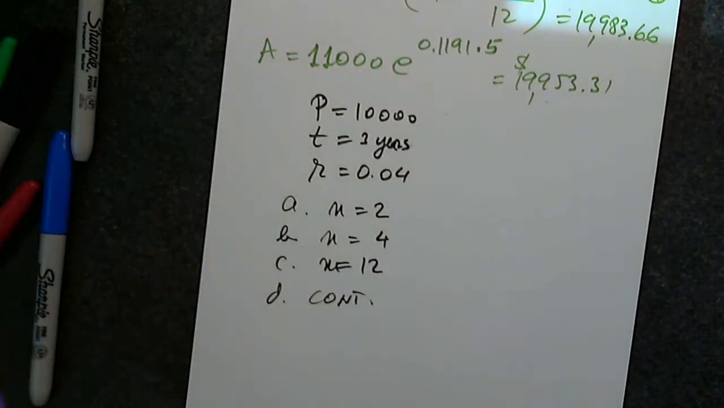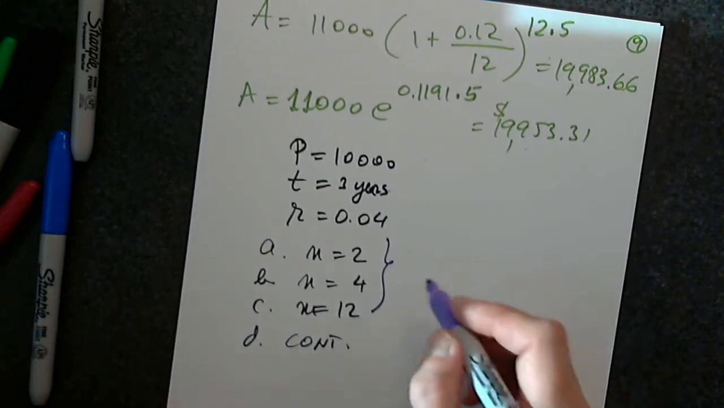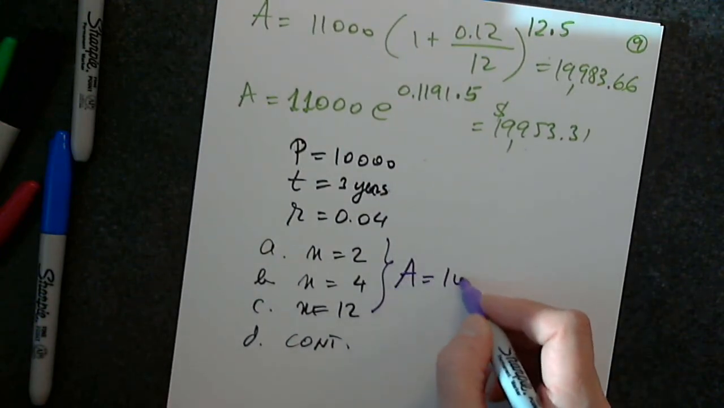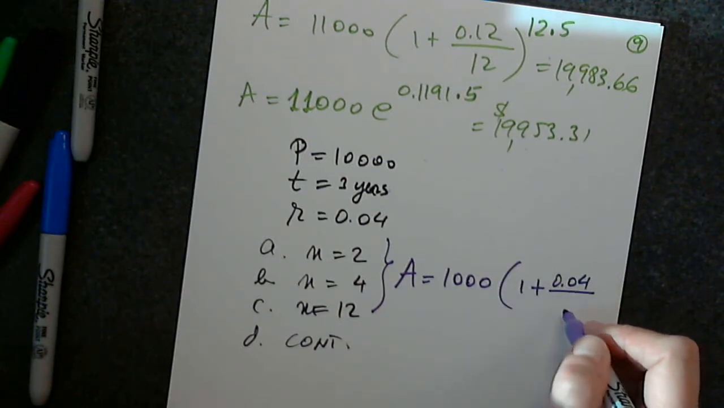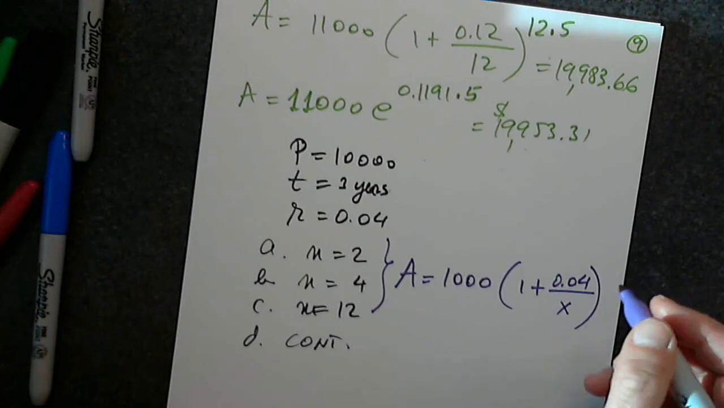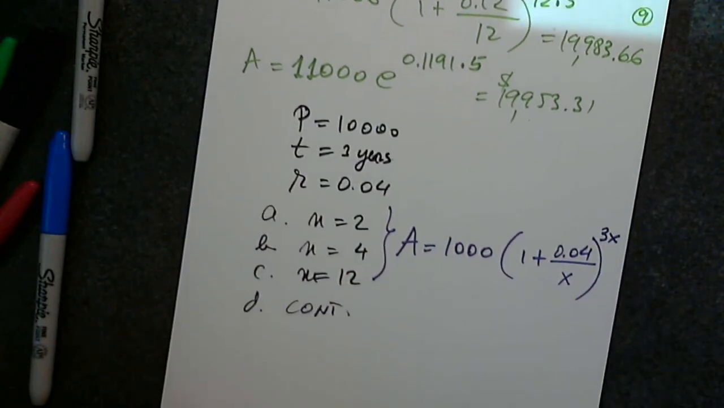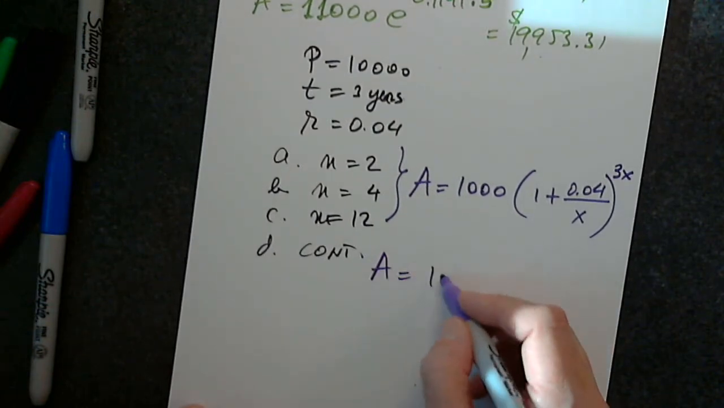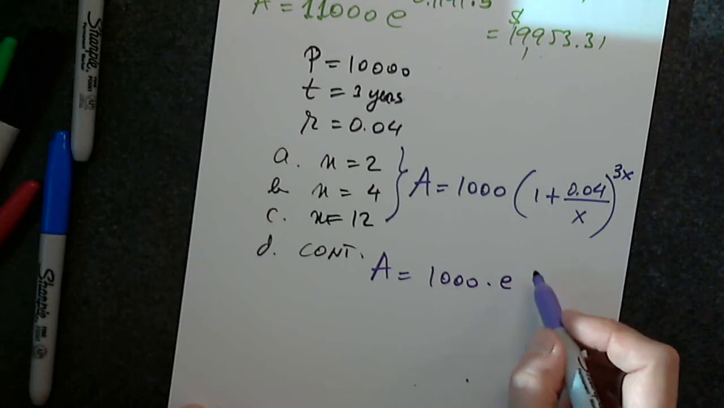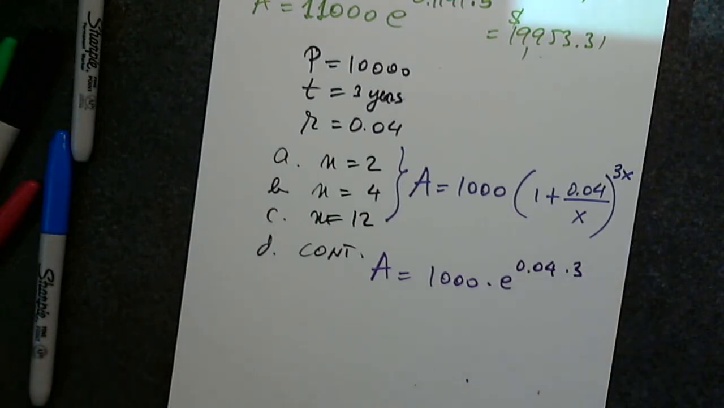Okay, very good. For the first 3, I'm going to create a function in the graphing calculator, which is 10,000 in parentheses 1 plus 0.04 divided by x raised to 3 times x, because I want to get all 3 numbers at once. For this one, I cannot do anything else but put 1,000 times e to 0.04 times 3 years. But for the first one, I would like to create a function.